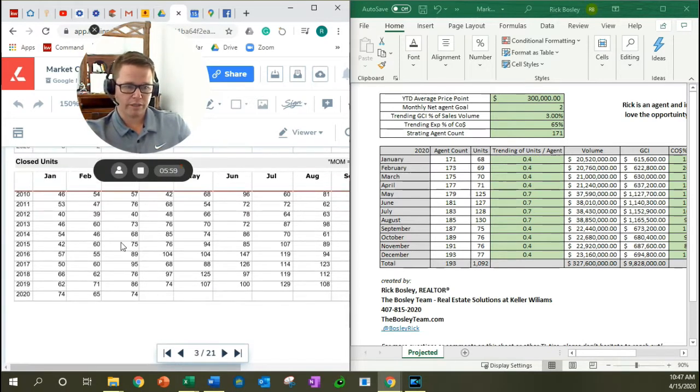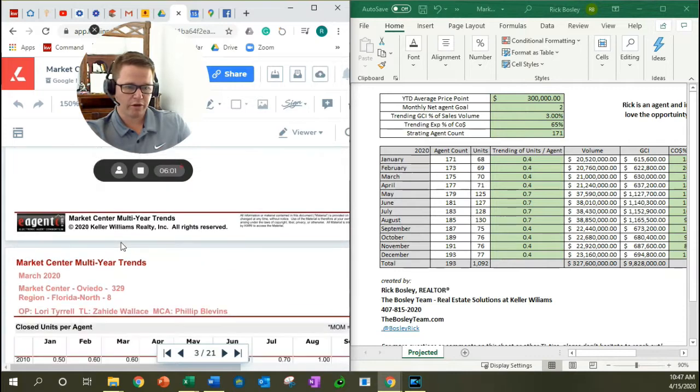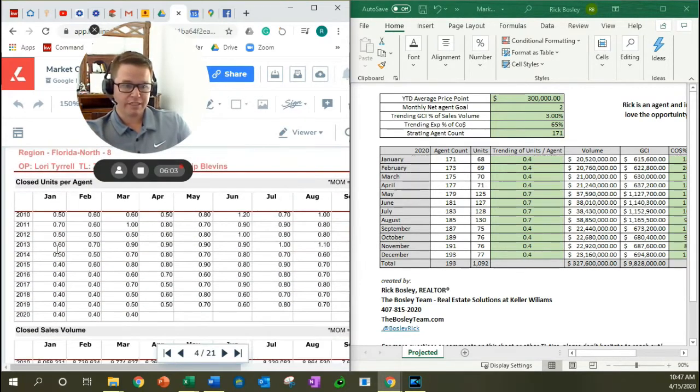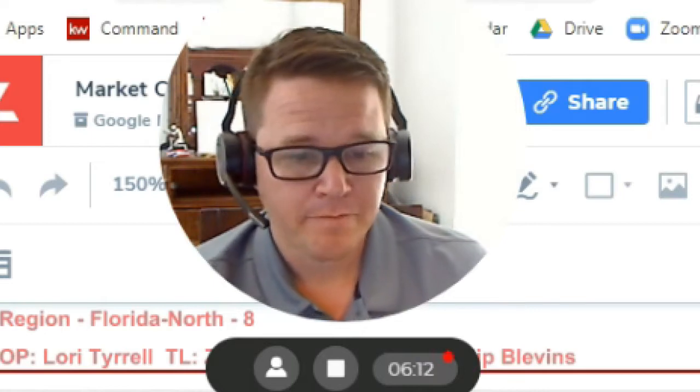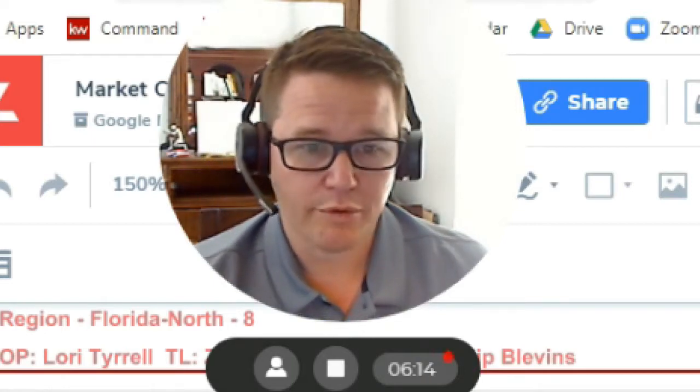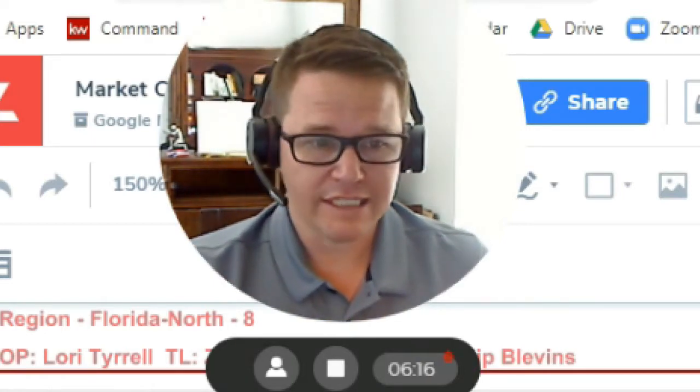So we're not going to put in closed units. Again, the only thing that we're going to be doing is green. This is green. This is one of your big columns here. Trending of units per agent. Every market center is going to be different. Your productivity is going to be different. Your maturity is going to be different. So this is not something we can just do as a projection, because there is seasonality that comes into play.